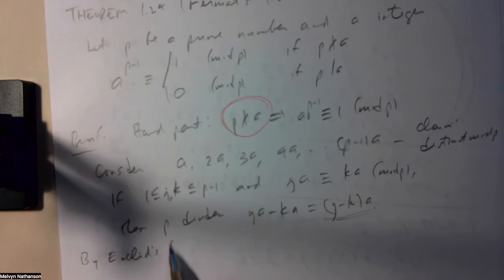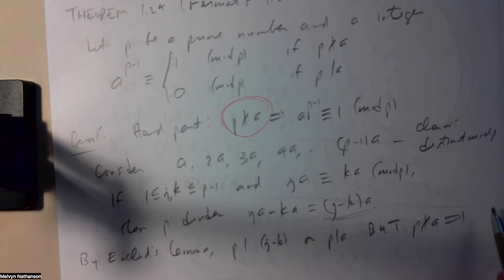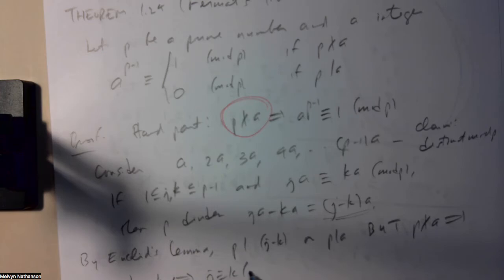By Euclid's lemma, if a prime divides a product of two numbers, it must divide at least one of them. So either P divides J minus K or P divides A. But we chose A not divisible by P. So P doesn't divide A, which means P divides J minus K, or J is congruent to K mod P.